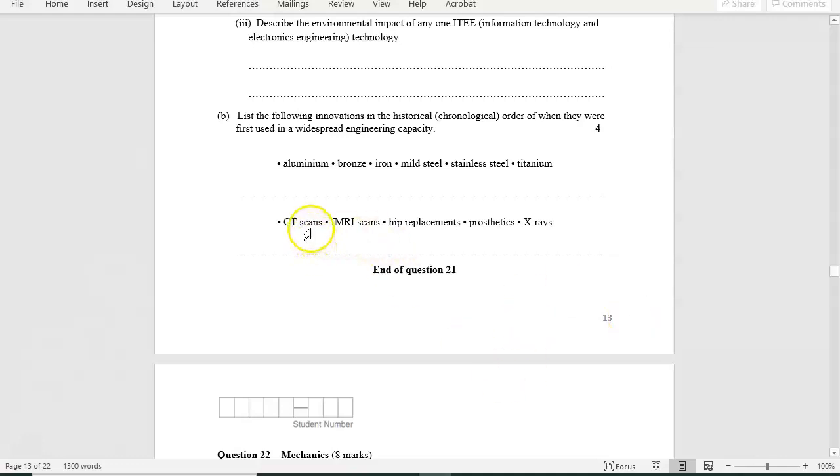Okay, so for the same time, let's have a look at our biomedical innovations. Our oldest are prosthetics, which are thousands of years old.